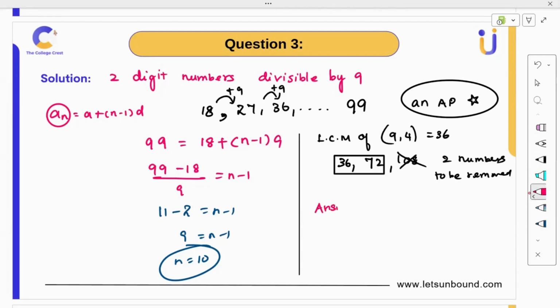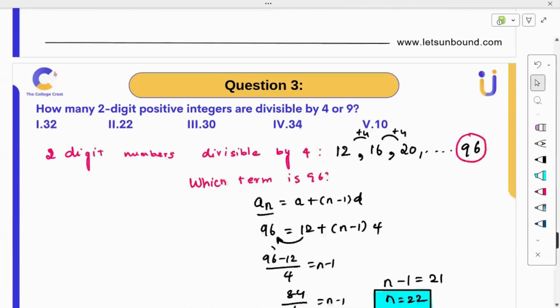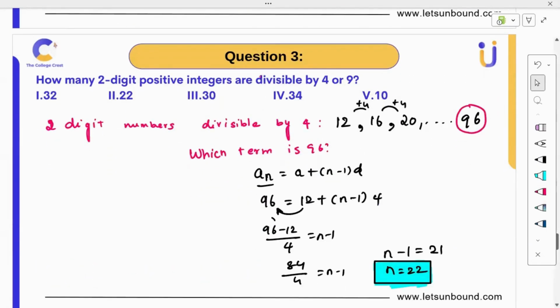So the answer would be 22 that we found for divisible by 4, 10 for this, and subtract 2. So 32 minus 2 is 30. And hence the answer is 30. 30 numbers will be divisible by 4 or 9. Okay. So this is a basic application within math. Okay. And this is the answer.